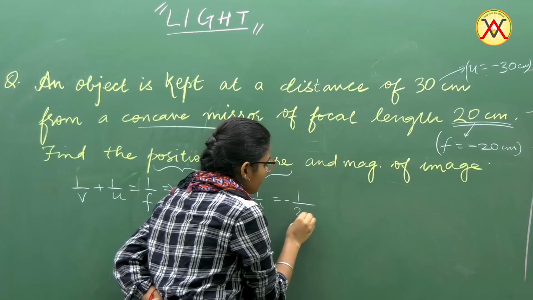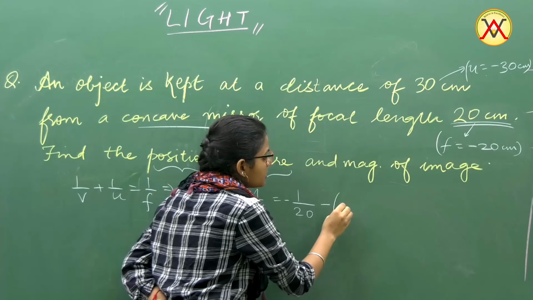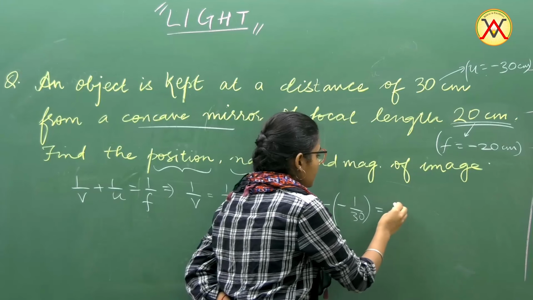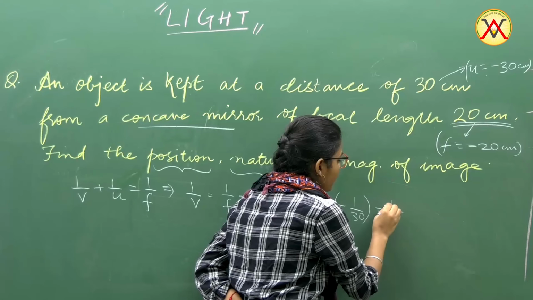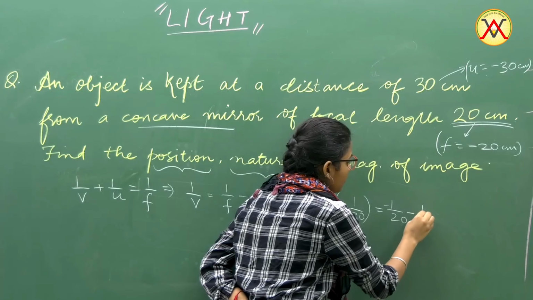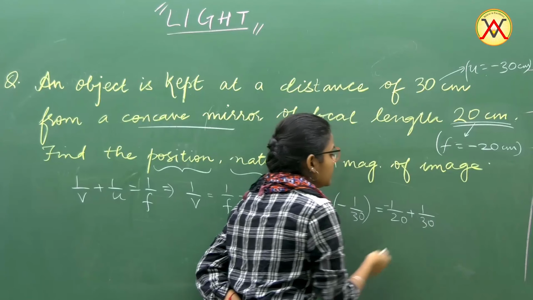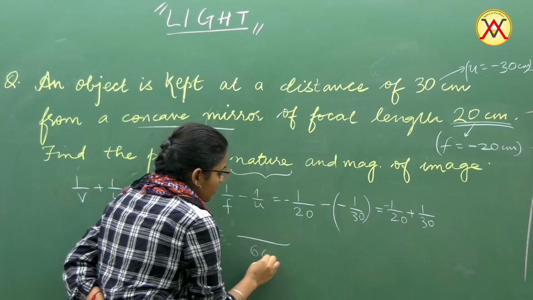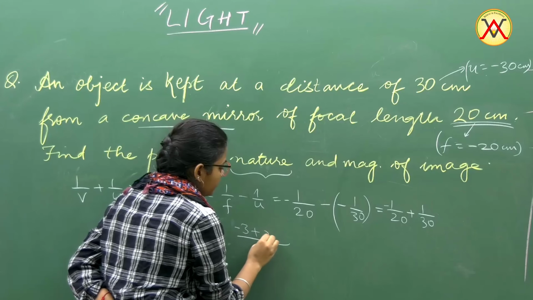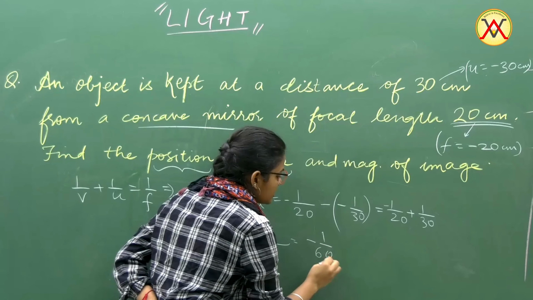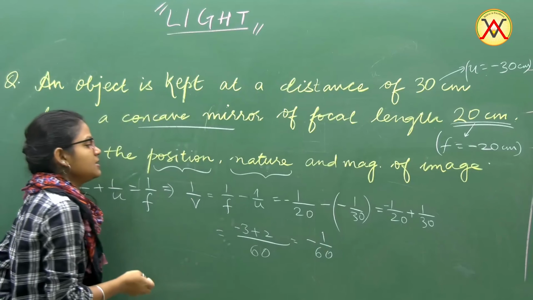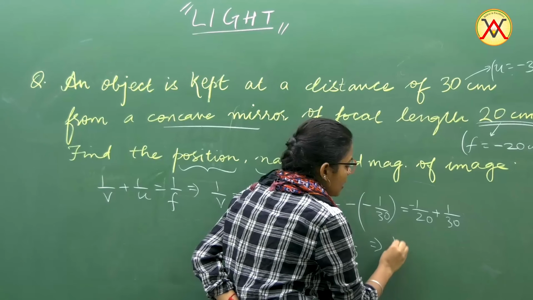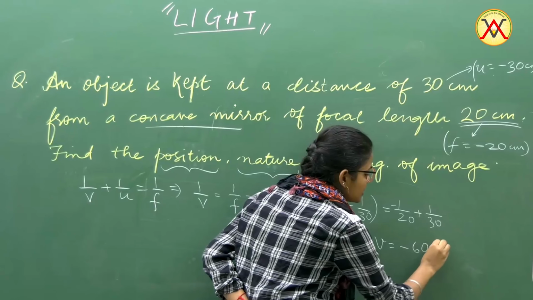This becomes 1 by v equals minus 1 by 20 minus of minus 1 by 30. If we just solve it, we'll have minus 1 by 20 plus 1 by 30. Take the LCM and solve it. So, 1 by v equals minus 1 by 60, that means our image distance comes out to be minus 60 cm.